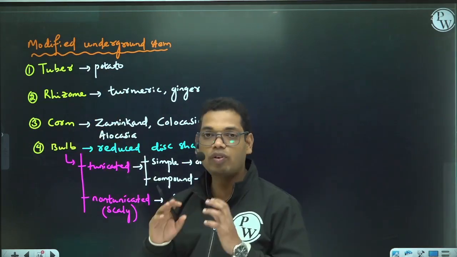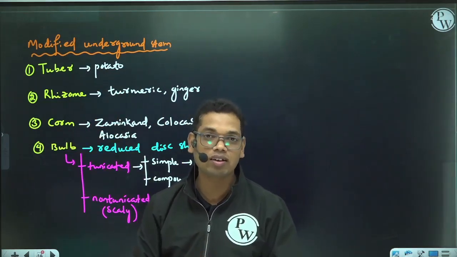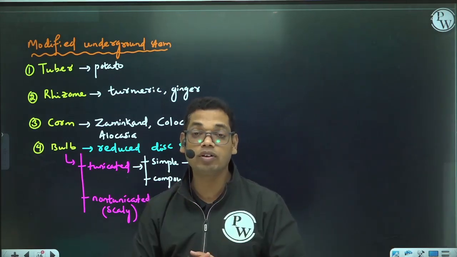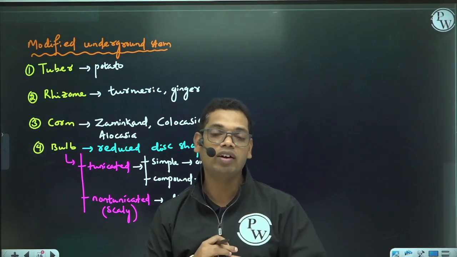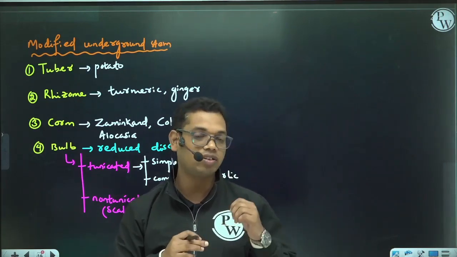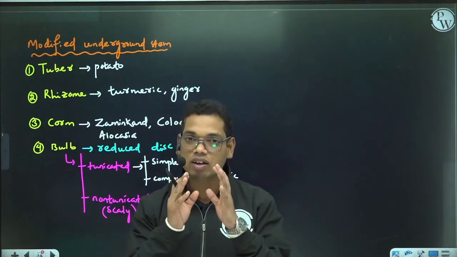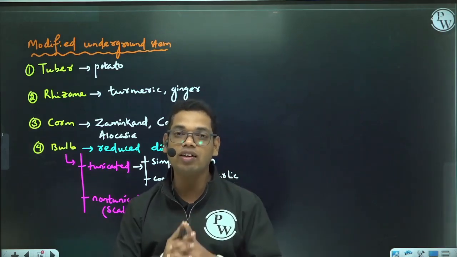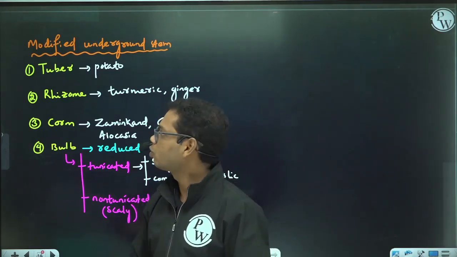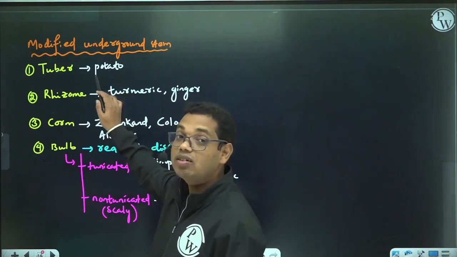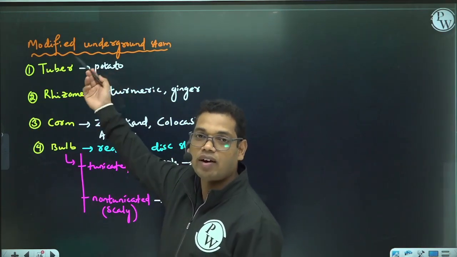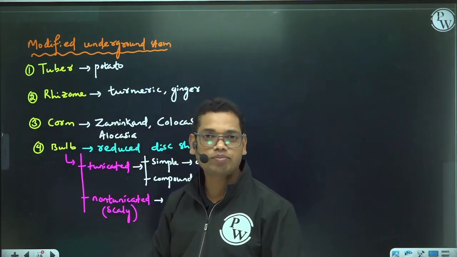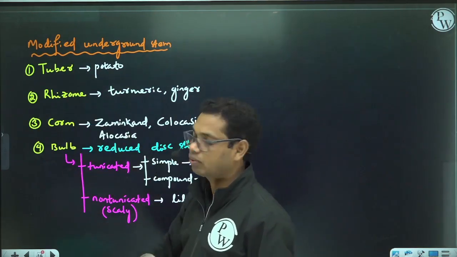Tuber: whenever the term tuber or tuberous is there, you have to think that the structure will be without any definite form. Whether that is root or stem, it does not matter. If a structure does not have any definite form, you will call that structure tuberous. So potato is a modified underground stem which does not have any definite shape, and that is why we call this a tuber.